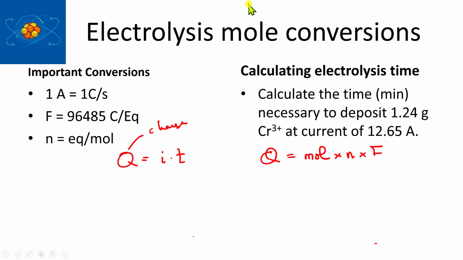So these are actually known as Faraday's first and second laws of electrolysis. He came up with the relationships that we use for these calculations. But again, these can just be done using dimensional analysis, given that we know what the values for N and F are. But we're going to go ahead and use these equations for calculating the time in minutes necessary to deposit 1.2 grams of chromium at a current of 12.65 amps.